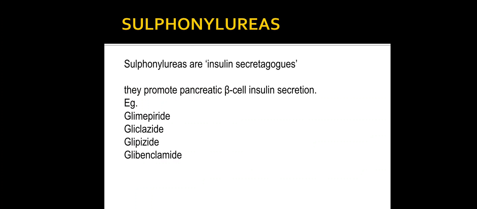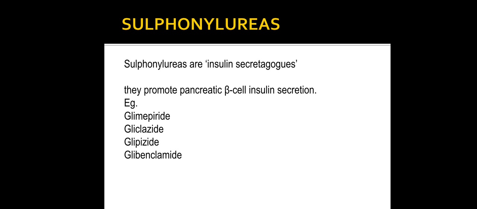The second group of drugs are sulfonylureas. Sulfonylureas are insulin secretagogues. As you know, in diabetes, you have a relative insulin deficiency, either an insulin deficiency or a decreased utilization of the available insulin due to insulin resistance. So sulfonylureas are secretagogues. They increase the production of insulin from the available beta cells of the patient. So they promote pancreatic beta cell insulin secretion. So there is a hyperinsulinemia.